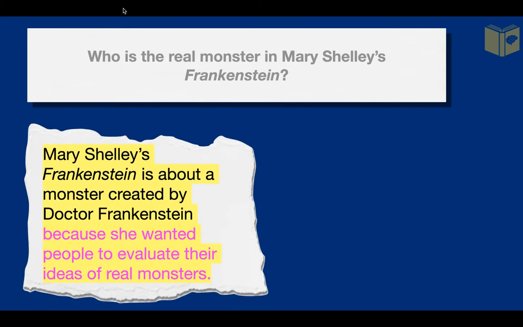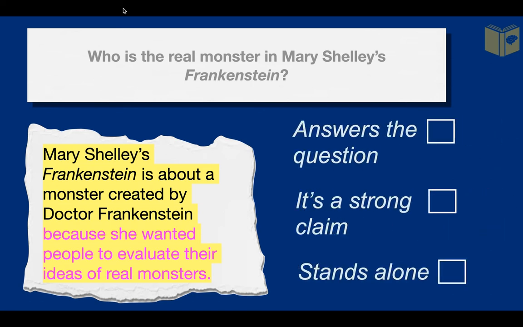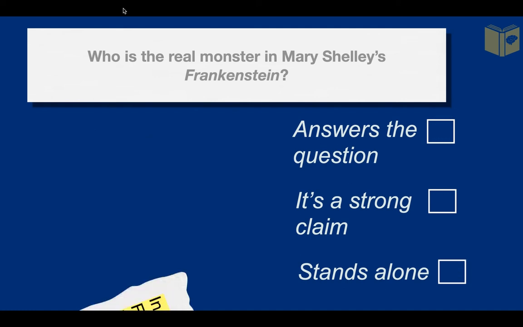A final example then. Who is the real monster in Mary Shelley's Frankenstein? Mary Shelley's Frankenstein is about a monster created by Dr. Frankenstein because she wanted people to evaluate their ideas of real monsters. Well, it stands alone. It has Mary Shelley and Frankenstein. I guess it's a strong claim. It answers why. It absolutely does not answer the question. It doesn't really make sense.